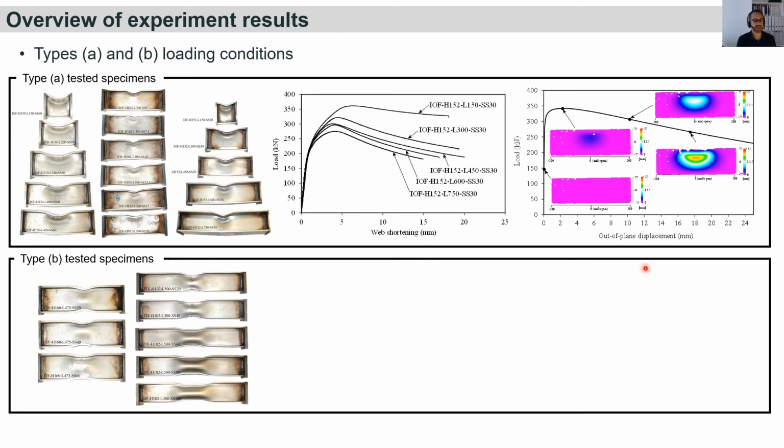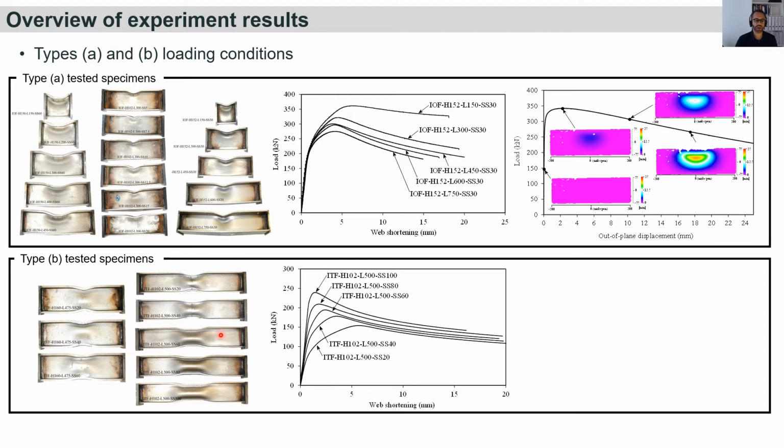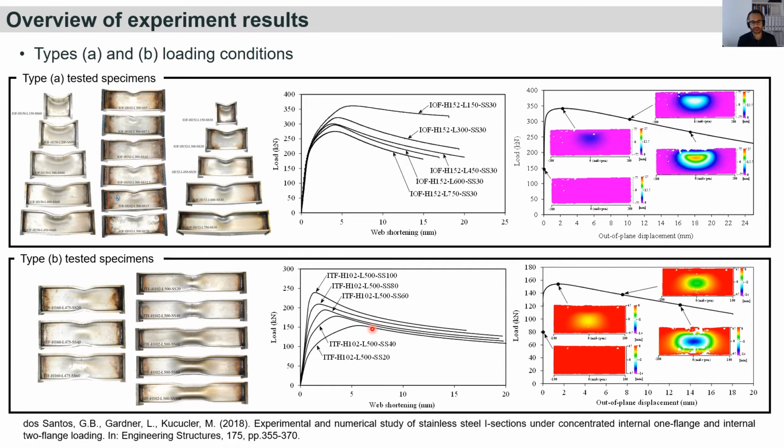For type B tests, the failure happens more towards the mid-height of the cross-section, as expected as well. So one thing that is important that validates the test is that the load web shortening curves vary according to how concentrated the load is. If the load is spread over a certain length, you get a value, but if you reduce this length, the load drops. And the out-of-plane displacement also was measured using digital image correlation, and you can see here the whole development of this out-of-plane displacement, which matches with what was observed before.